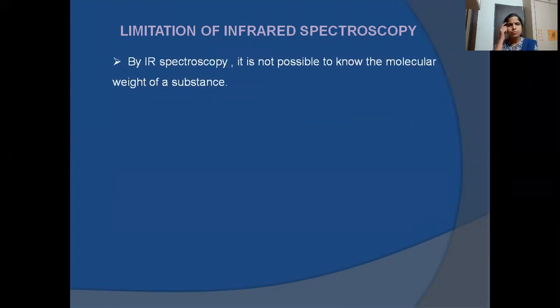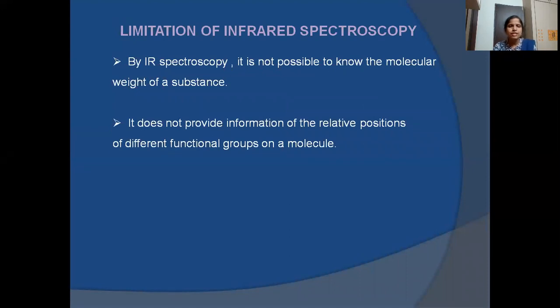Now let us see what are the limitations of IR spectroscopy. So limitations here, the main limitation is it is not possible to know the molecular weight of a substance. So we cannot find out the molecular weight of the substance. Then it does not provide information of the relative positions of different functional groups on a molecule. So exact position of the side chain cannot be interpreted by using only IR.